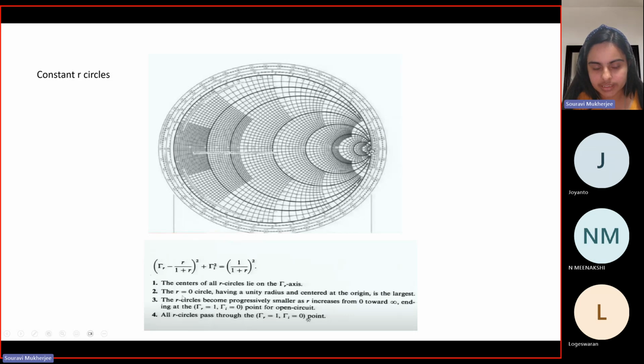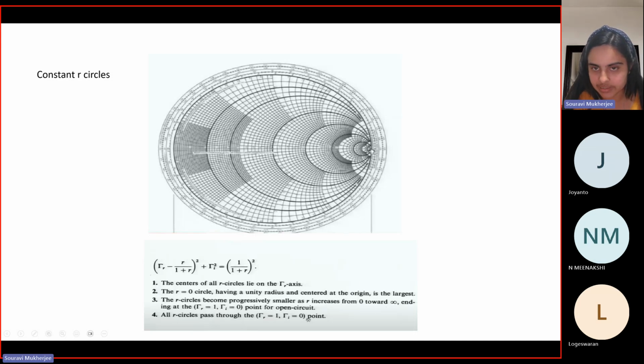And here you can see that if you put r equal to 0, that gives you a circle of unit radius. It's centered at the origin and it's the largest. So this largest circle that you can see here corresponds to the r equal to 0 circle. And as you increase r, your radius decreases. That means the circles become progressively smaller as r increases from 0 to infinity.